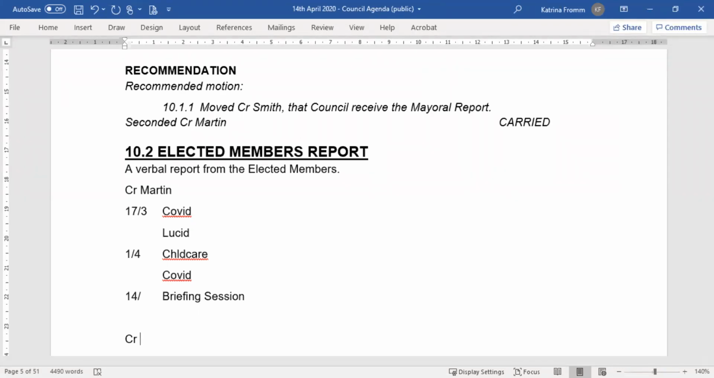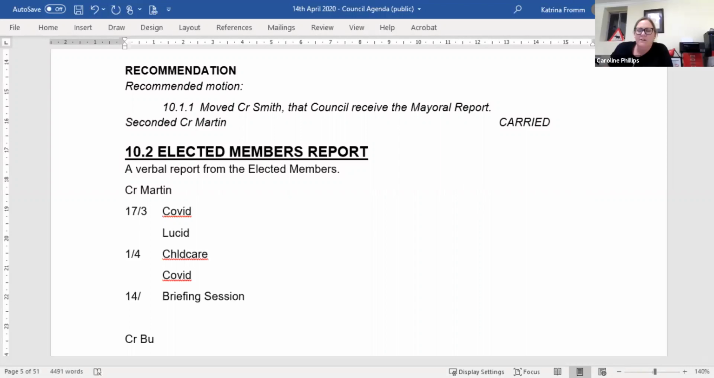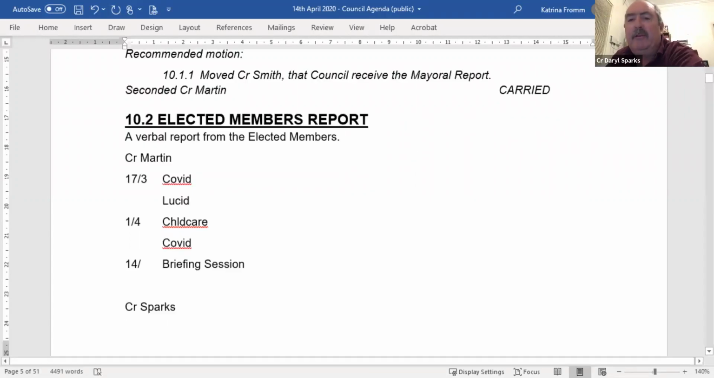Who have we got? I was hoping for Daryl, actually. Sorry, it muffled there. I didn't know who you were asking for. Sorry, I was after you, Councillor Sparks.